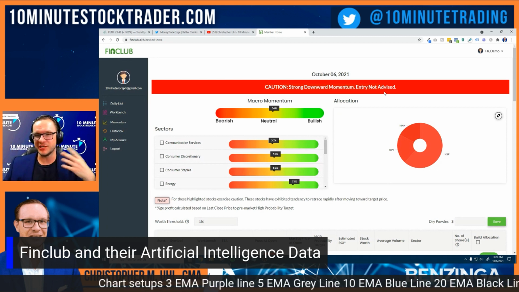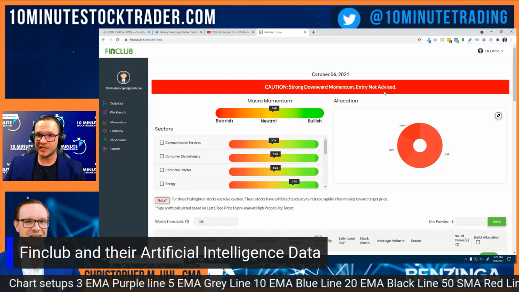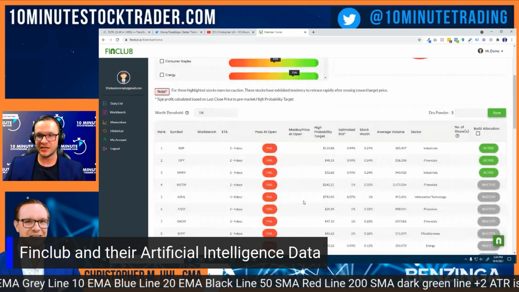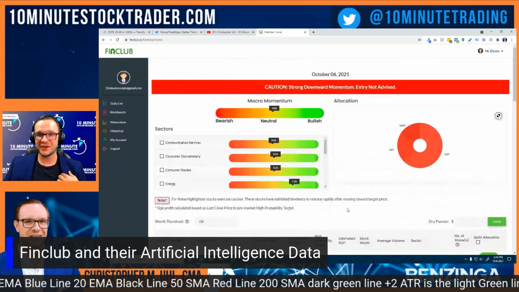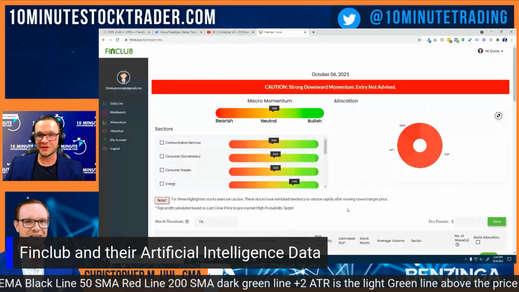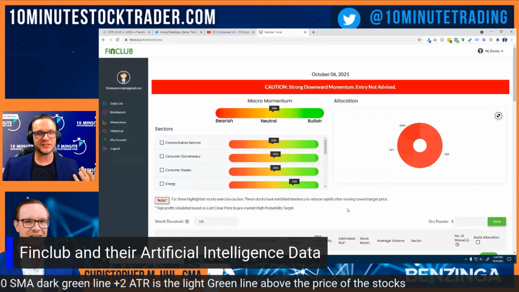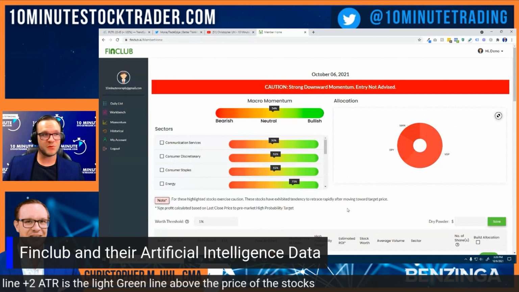Strong downward momentum, entry not advised. And they do have daily stock picks with the target price. And all of these failed today. And it's not a failure on the part of FinClub. It's a failure on the part of the market that is just not delivering. It doesn't have that momentum that we really need to see for a strong bull market right now.